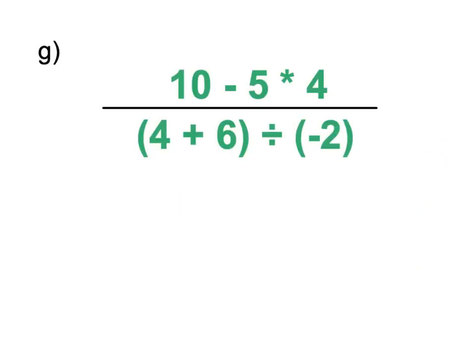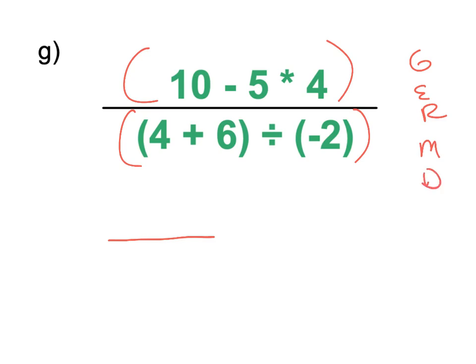Write it down. If you want to try it by yourself, pause the video. Otherwise, let's go ahead and do it. Grouping symbols. Technically, we have a couple of them. We're going to do everything up on top and then everything down on the bottom. But within those, we have to follow the order of operations. So let's do the top first. Any grouping symbols up here? Nope. Exponents, radicals? Nope. Multiplication, division? Yep. 5 times 4, that gives us 20. Then addition, subtraction. 10 minus 20 gives us a negative 10.